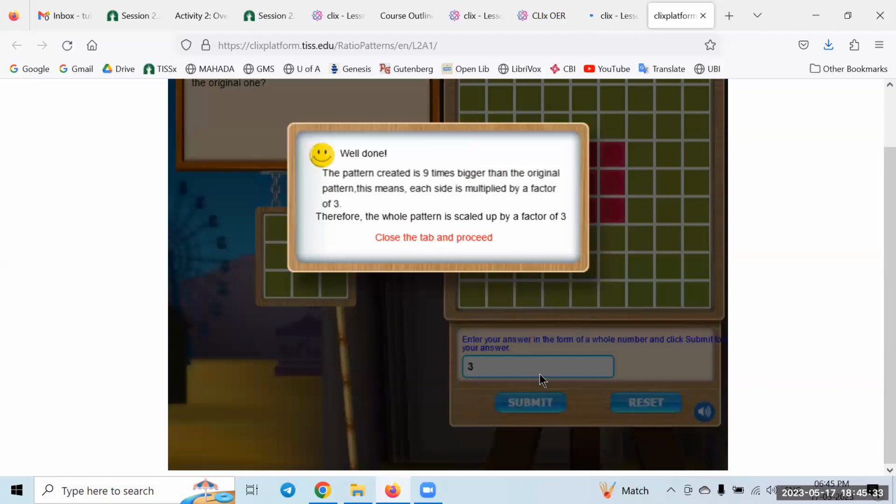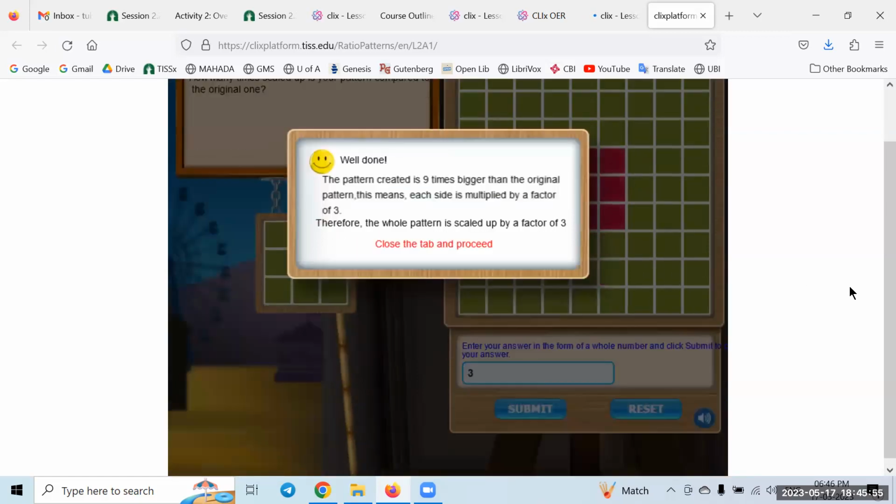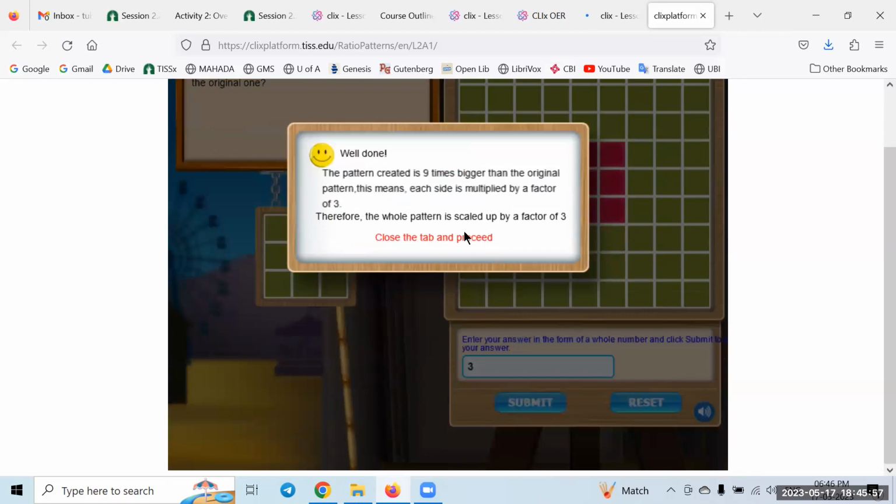Yes. So the pattern created is 9 times bigger than the original pattern. This means each side is multiplied by a factor of 3. Therefore, the whole pattern is scaled up by a factor of 3. So this is a truly multiplicative situation, and you can use it in your classroom. Even if you don't have a computer, you can do this using painting. You can use small colored squares or bindis, and you can try it in your class.